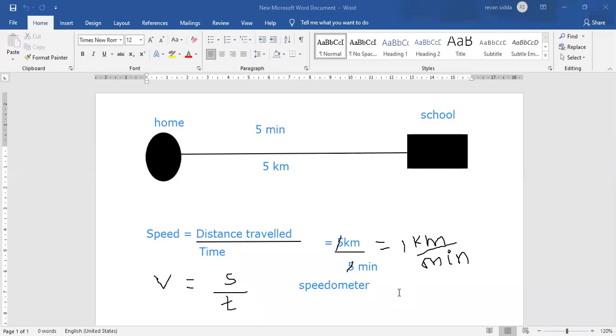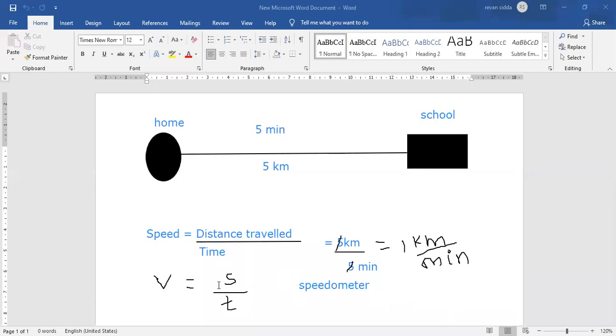Speedometer is the device used to measure the speed of an object. Object in the sense, it may be a car, a cycle, a bike, it may be any object. Understood, everyone? So speedometer. Remember this one.